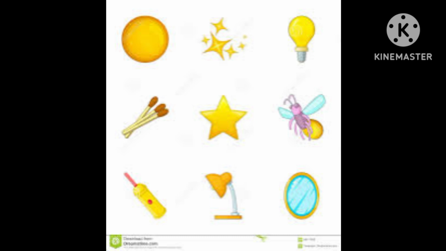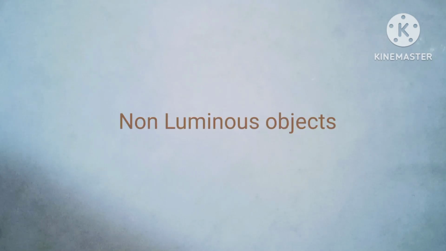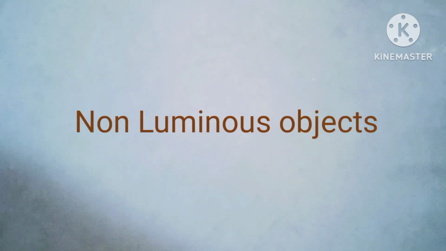They may be natural or artificial sources of light. For example, you can see here sun, star, bulb, etc. They produce both light as well as heat. So they are known as luminous objects. Let us study non-luminous objects.